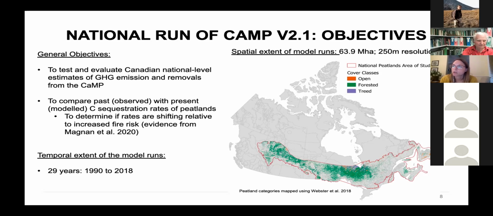So we ran the model between 1990 and 2018 for 63 million hectares, and the peatland map was at a 250 meter resolution. We're probably updating that to 1 hectare soon. Most of this land is forested peatland, as you can see here on the map. So all the green is essentially what we would class forested.